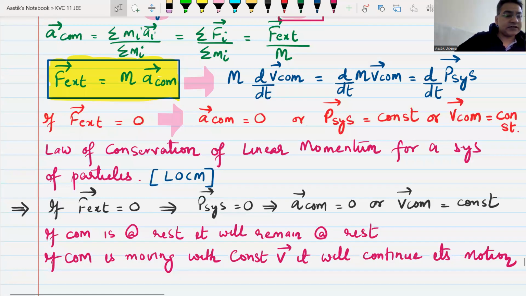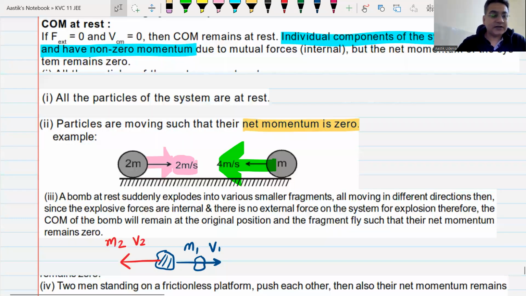And we had seen that if the external force acting on a system of particles is 0, we can say that the momentum of the system of particles will remain constant. Here the individual momentum of the particle may change, but the final momentum of the system will be the same as the initial momentum of the system. We understand this? We have seen the case where if the initial center of mass of the system of particles is at rest, then finally also it will remain at rest.